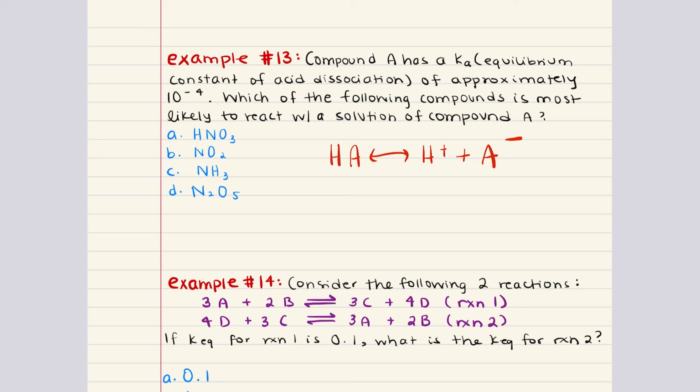Now, in acid-base reactions, acids are going to react with bases to form water and salt. Therefore, identifying a compound likely to react with compound A involves us looking for a base. So we're going to go through our answer choices and talk about each one and try to figure out which one is a weak base that's going to react with our weak acid. Now, this first option A, this is nitric acid. This is a strong acid. Strong acids do not typically react with weak acids in simple acid-base reactions. So this is not the answer choice that we're looking for.